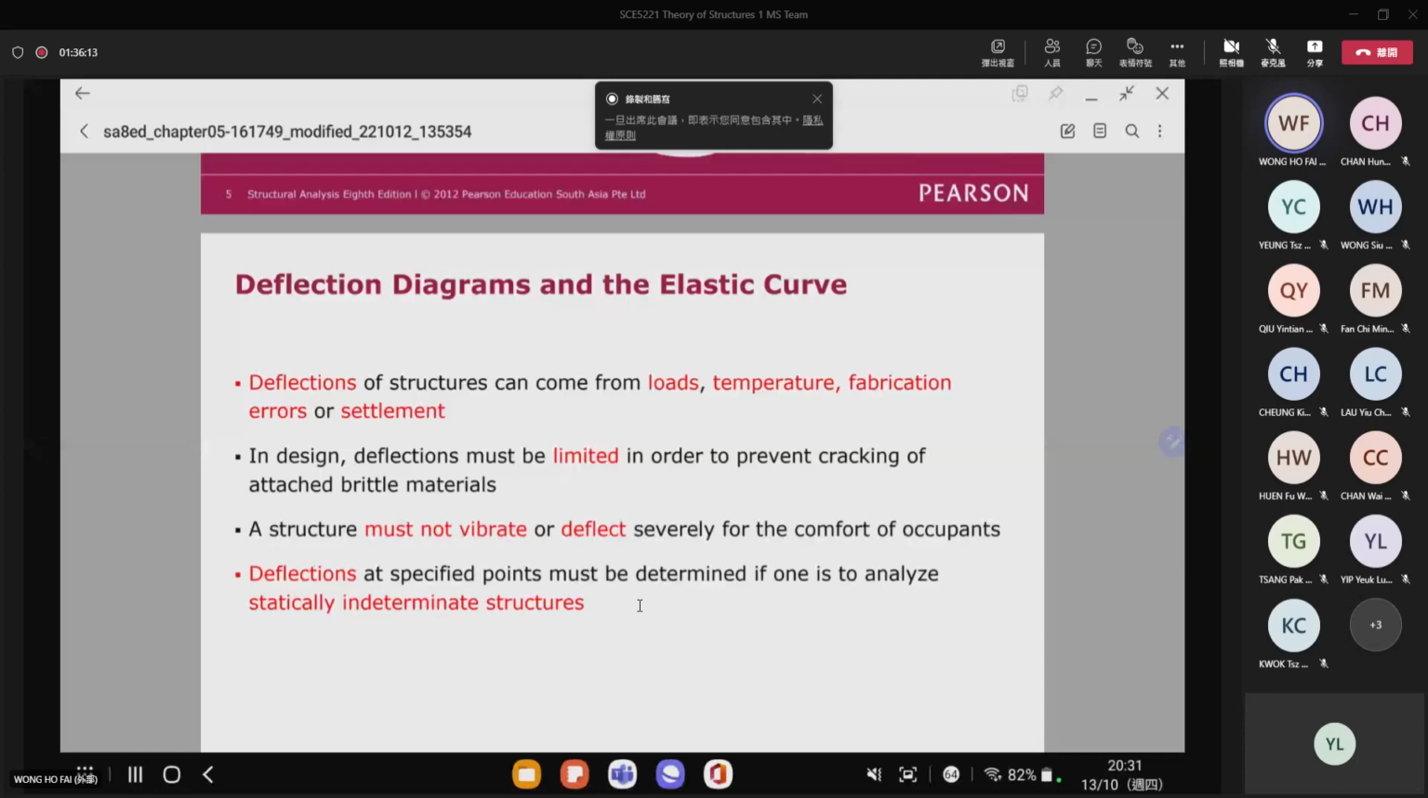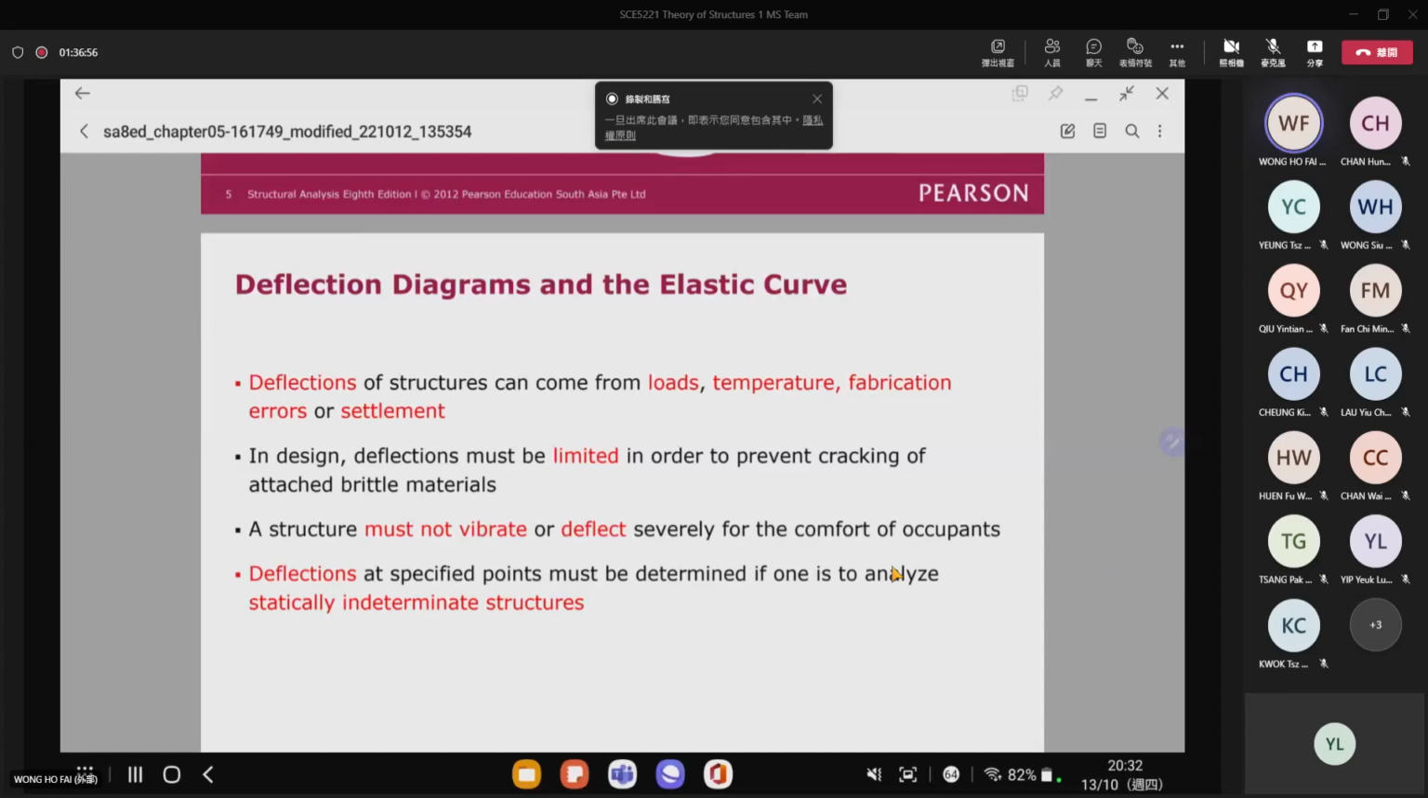And then because of the temperature difference, the temperature will also cause expansion and contraction of your structure. And for fabrication error, say if a member is too short or too long, if you put it in position, it will create internal stress in the structure. The internal stress will also cause deformation of your structures. And for settlement, say you have a foundation settlement, pile, uneven settlement, etc., it will cause deflections to your structures.